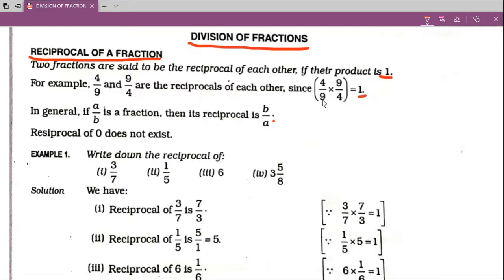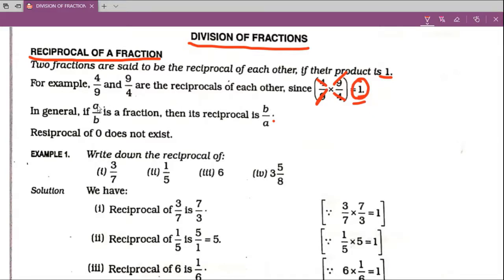In the fraction 4 by 9, 4 is in the place of the numerator and 9 is in the place of the denominator. So the numerator will change into the place of the denominator and the denominator will change into the place of the numerator. Then 4 is divided by 4, one time, and 9 is divided by 9, one time. So the product of a fraction and its reciprocal is always 1.